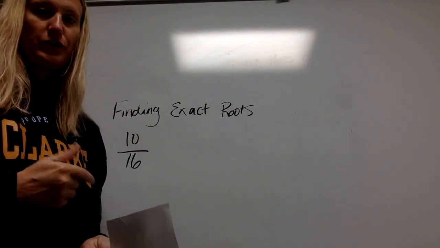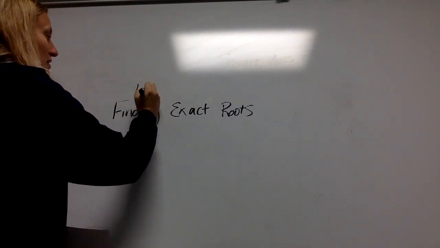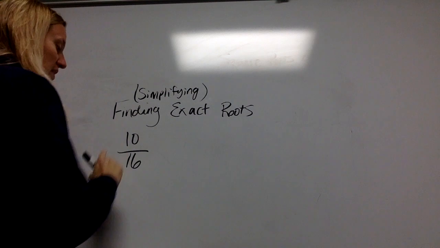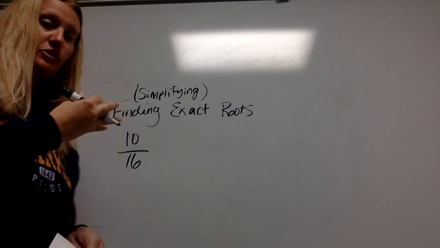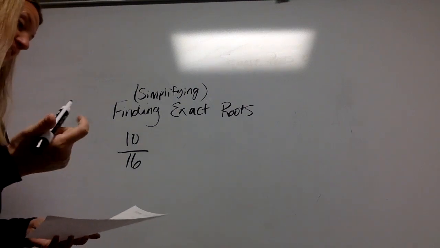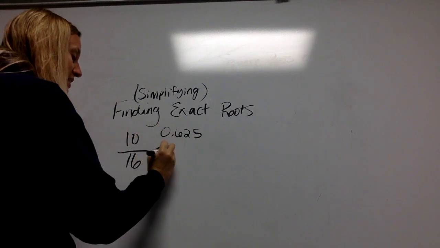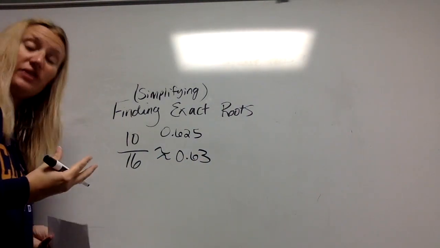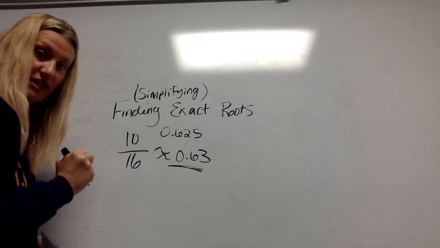So in this video, we're going to talk about how to find exact roots. In other words, we're going to be simplifying them. And I'm going to compare this to when we have a fraction that needs to be simplified. When I look at the fraction 10/16, if you divide that and give me the decimal, the actual decimal is 0.625. If you were to round that, that's not a completely terrible thing, but if I want an exact answer, that's not exactly what the answer is.